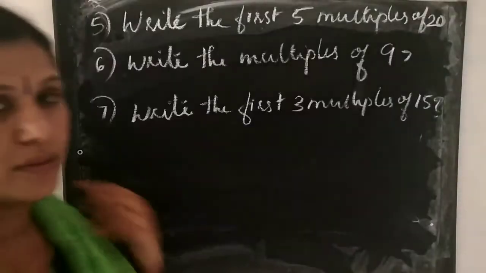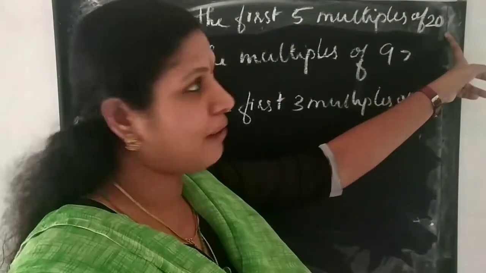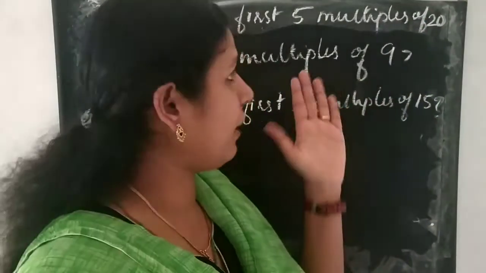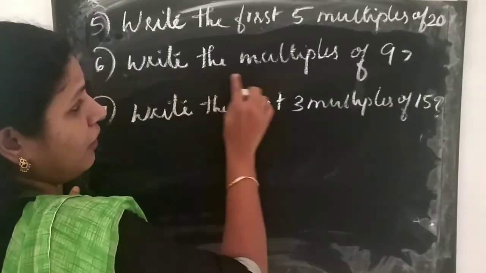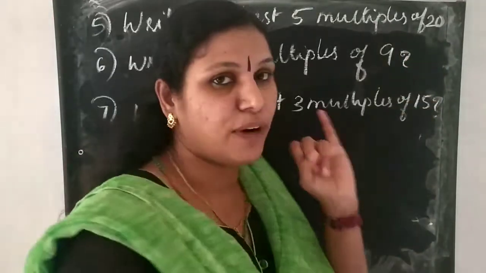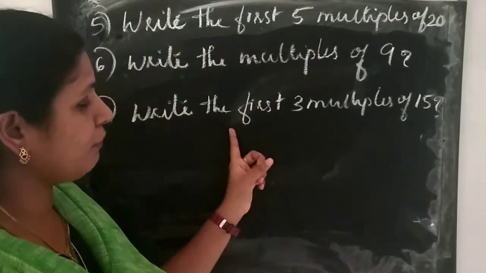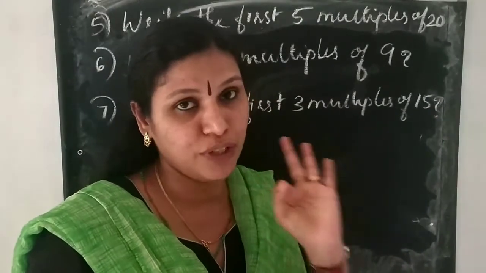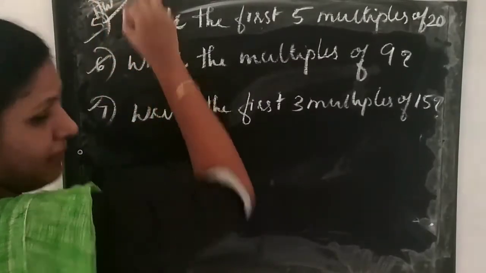Okay, understood? So children, the fifth question is, write the first 5 multiples of 20. You have to write the first 5: 20 into 1, 20 into 2, 20 into 3, 20 into 4, 20 into 5. Next, write the multiples of 9. You just write the multiples of 9 only: 1 9, 2 9, 3 9, 4 9. Then write the first 3 multiples of 15: 15 into 1, 15 into 2, 15 into 3. So these 3 questions you have to do by yourself. That's why it's homework.